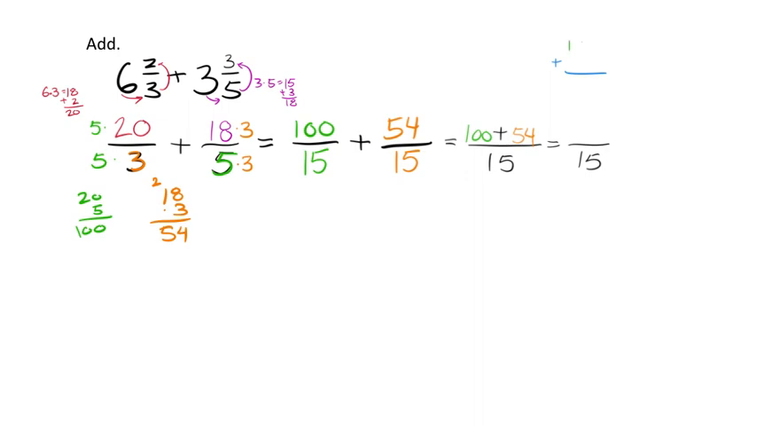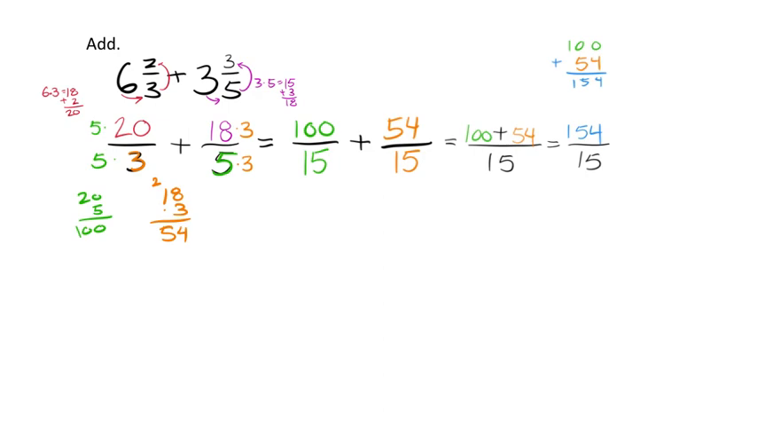All right, 100 plus 54 there. It's pretty easy. 0 plus 4 is 4. 0 plus 5 is 5. Drop the 1. Now 154/15ths. That answer should be good enough as an improper fraction.